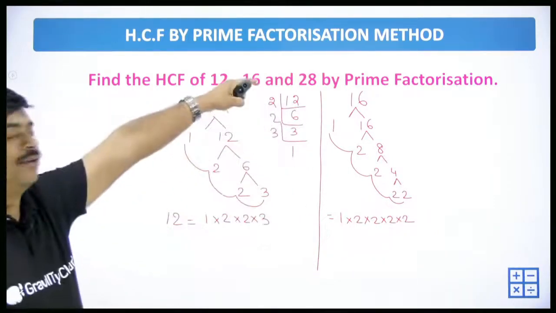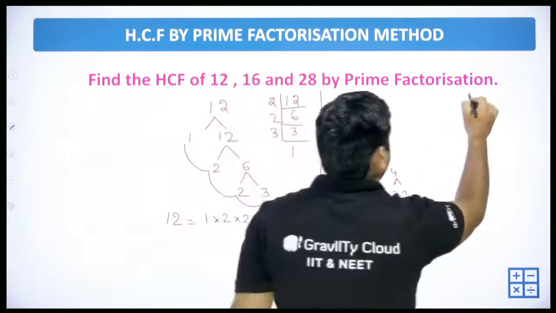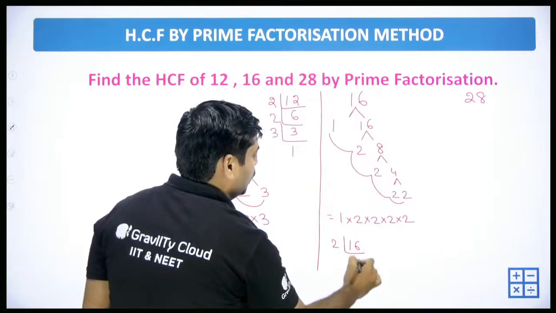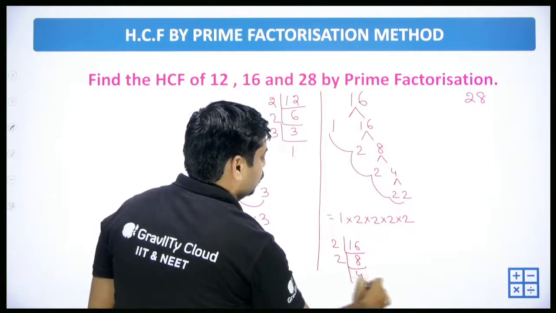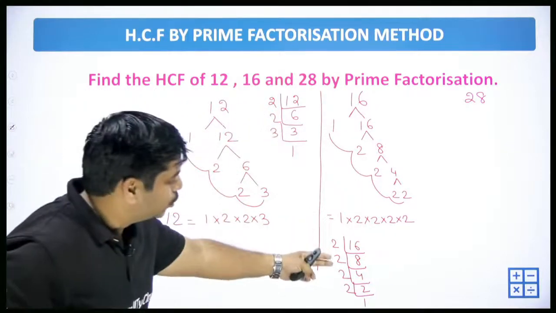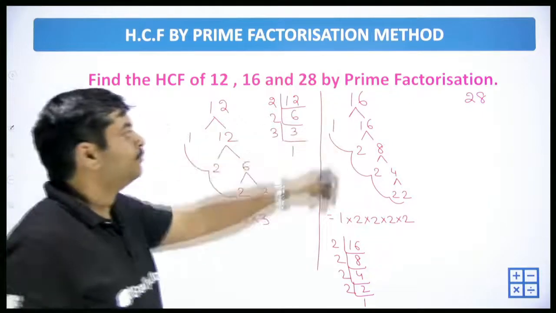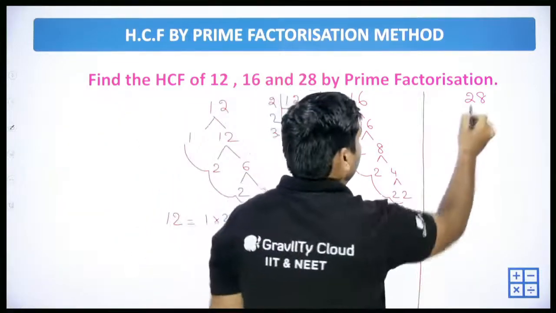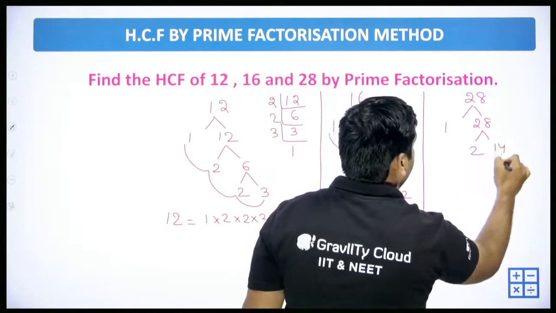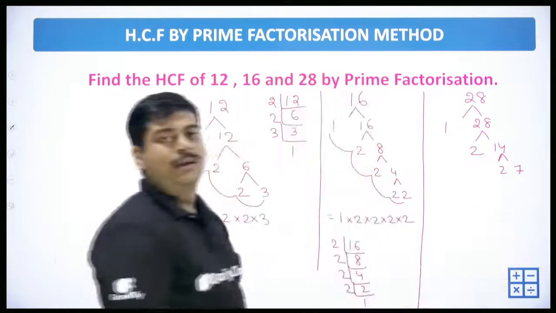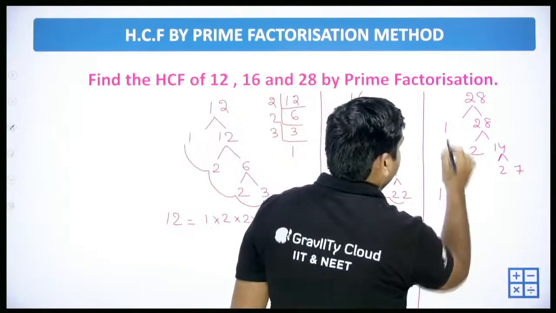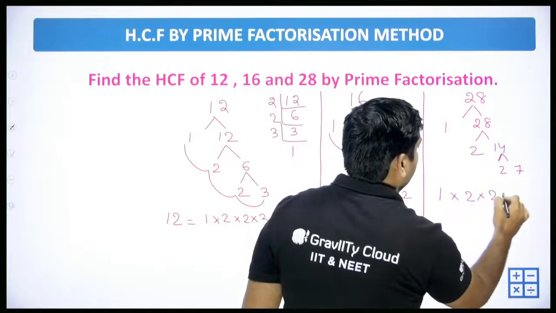Right? In the same way, we have the next number 28. Here also you can directly divide with 2. 2 8s are 16, 2 4s are 8, 2 2s are 4, and 2 1s are 2. So 2 into 2 into 2 into 2, you'll get the same answer. Now, let's move to 28. 28 can be written as 1 into 28, 2 into 14, 2 into 7, and that's all. We have all the prime factors here. So that will give you 1 into 2 into 2 into 7.